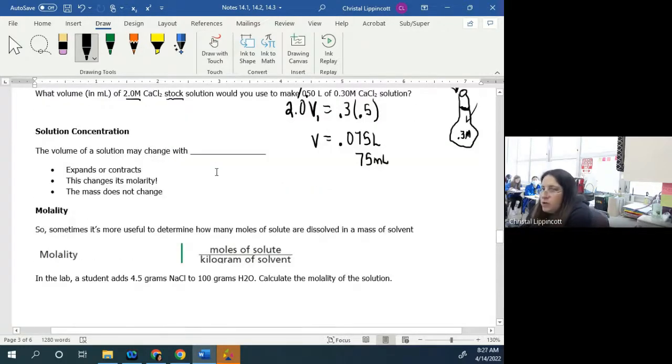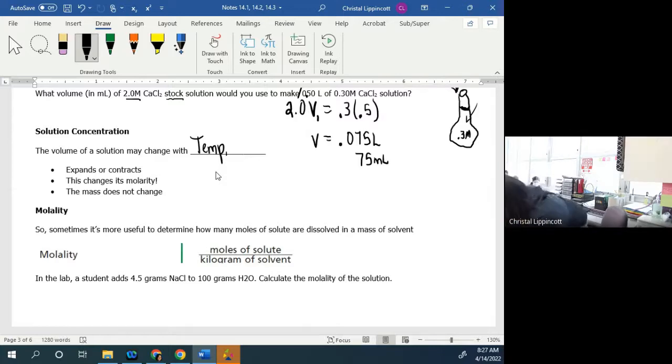All right, solution concentration then. The volume of a solution may change with temperature. So here in town, we've got a couple chemical plants. One of them's down by the river, just a little off of Center Avenue. My guess, I haven't really talked to them lately, is that they deal more in molality than they do in molarity. So with molarity, the solution volume can change with temperature.